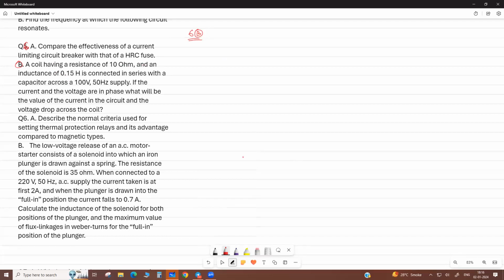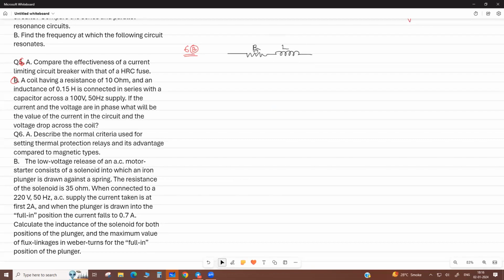A coil having, as I told, in a solenoid coil. A coil means like this. Okay, this is the coil. So it has a resistance and inductance. Practical coil. Okay. What is the equivalent circuit of a coil? We can represent resistance and coil inductance. Coil resistance, coil inductance. So this is the coil entire. This is the coil. Okay, this is a coil.